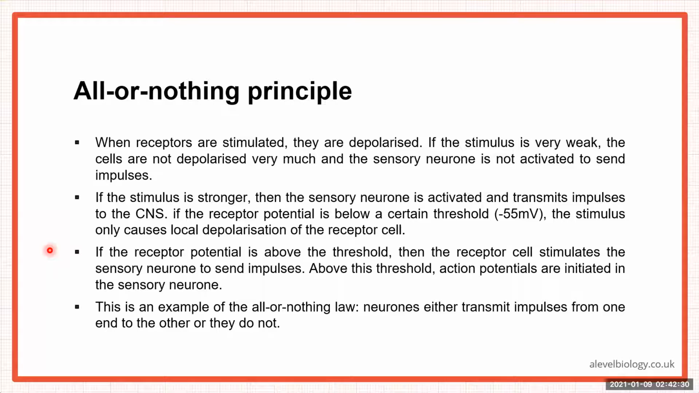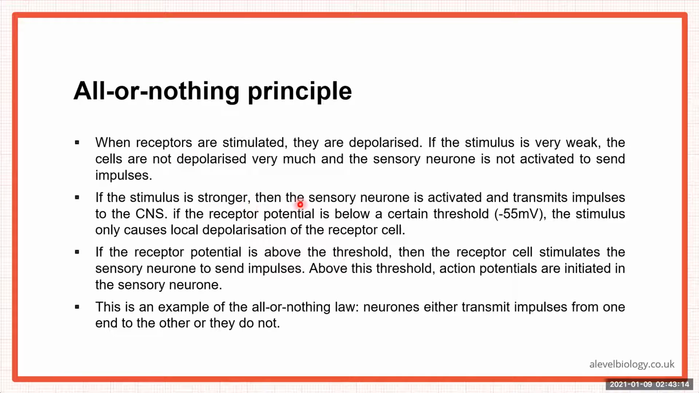Okay, now let's talk about the all or nothing principle in detail. When these receptors are stimulated, as we just discussed, they are depolarized. But if the stimulus is very weak, remember the resting potential is minus 70 millivolts and the threshold value was minus 55 millivolts. So if the stimulus is very, very weak, the cells are not depolarized very much. A few sodium channels would open, but the sensory neuron is not activated enough to send the impulses. Because remember, it was a positive feedback: more and more sodium channels would open and more sodium ions would flow in, but that would happen only when the stimulus is strong enough. If it is weak, it would not be depolarized very much.